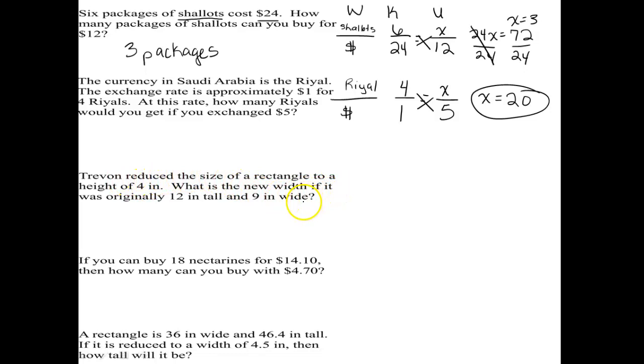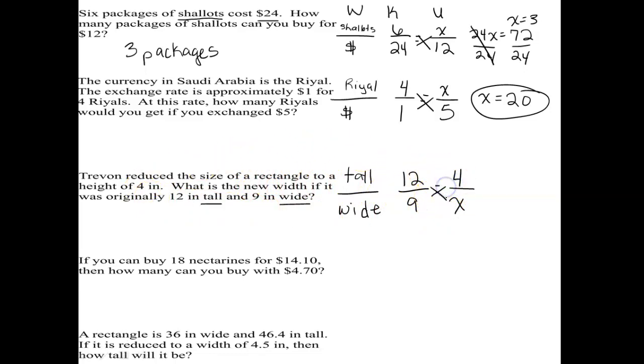All right. Trayvon reduced the size of a rectangle to a height of 4 inches. What is the new width if it was originally 12 inches tall and 9 inches wide? So we're going from tall to wide, okay? So that's our word ratio, tall to wide. And if it was originally 12 inches tall and 9 inches wide, what is the new width? So we don't know the width. That's what we're solving for. And it gave us a height of 4.